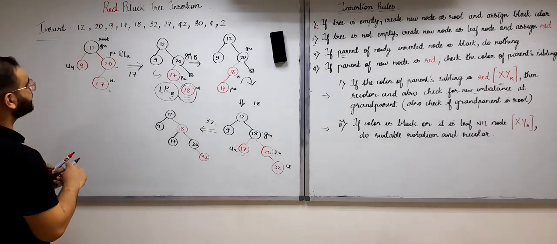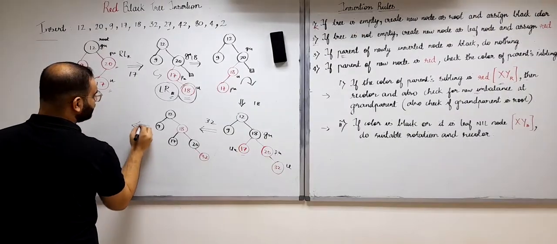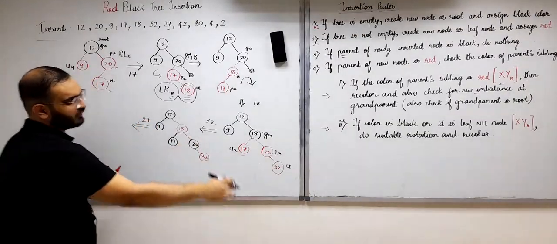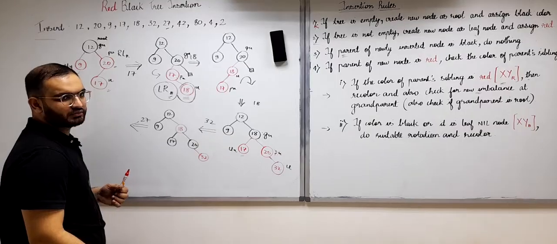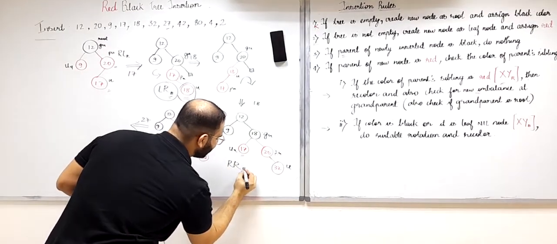Now let us insert the next element, which is 27, right? So when we insert 27, okay, what was the kind of imbalance over here? It was right, red, correct?